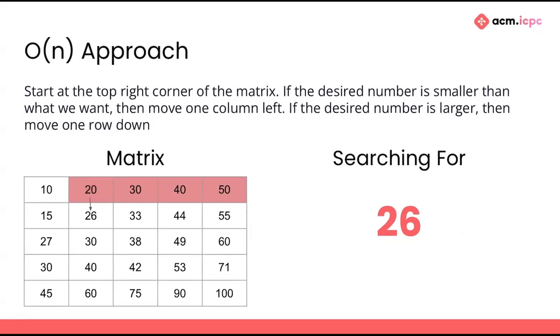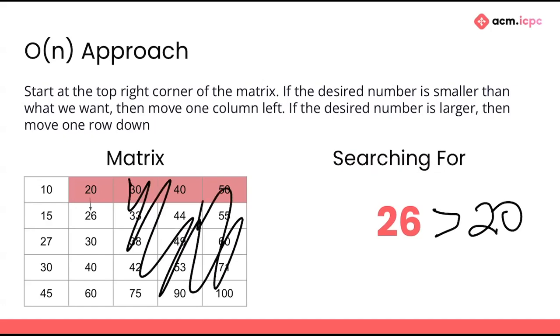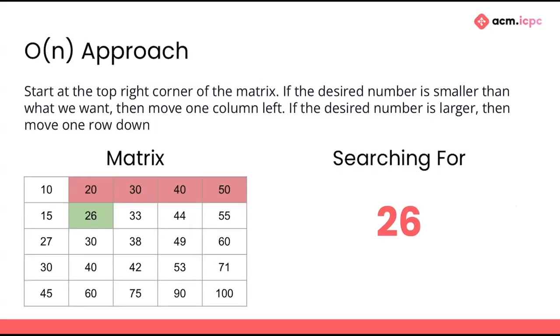Now, 20 is a little more interesting. 20 is actually less than 26. That means that we had already crossed out here, but now we know that 26 cannot be in any of these two elements. So we know that 26 has to be here. And notice that as we narrow that search space down more and more, we end up finding the value that we wanted to find, which is 26.